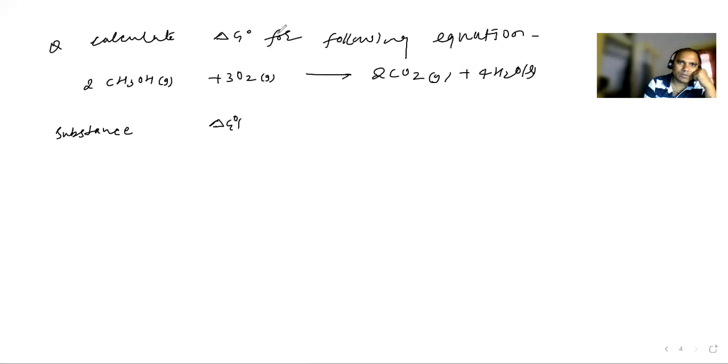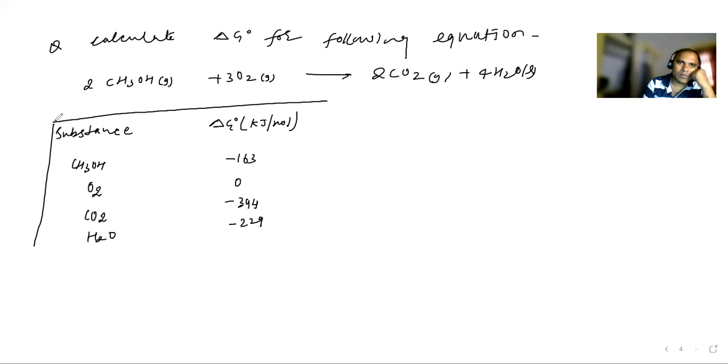Delta G naught they have also given, but in the form of kilojoule per mole. For CH3OH, the value is 163. For O2, it is 0. For CO2, it is minus 394. And for H2O, it is minus 229, in kilojoule per mole. So they are asking us to find the delta G naught for the reaction.